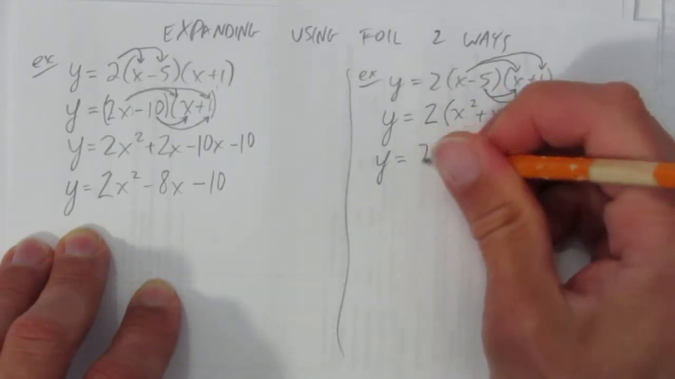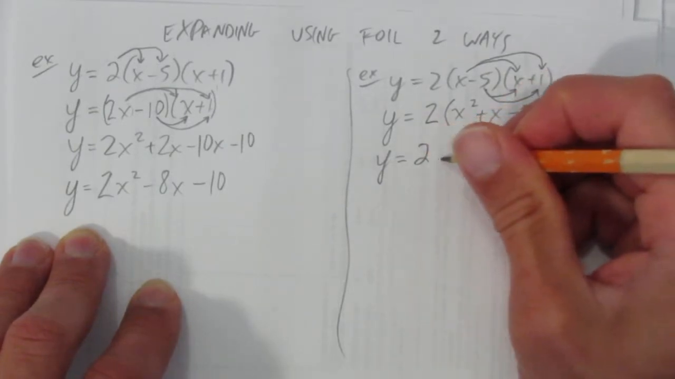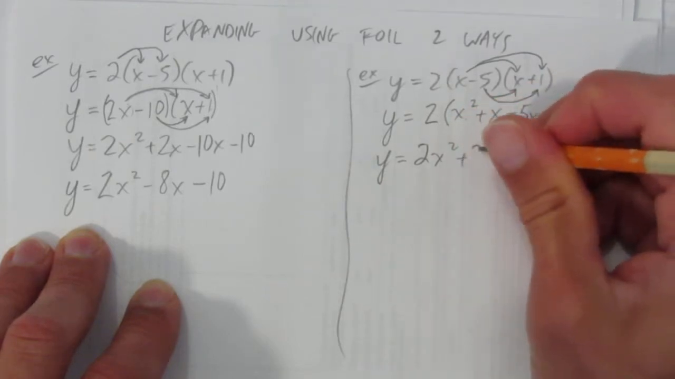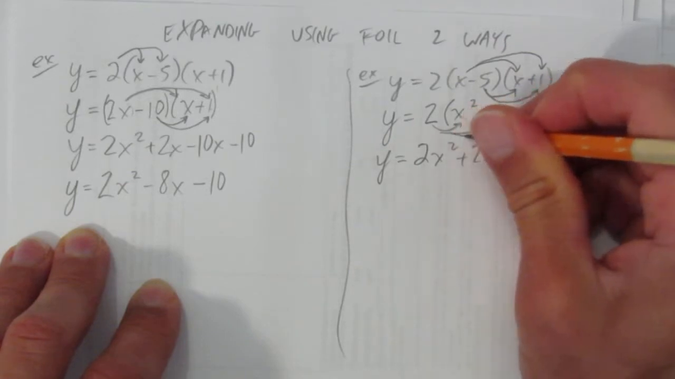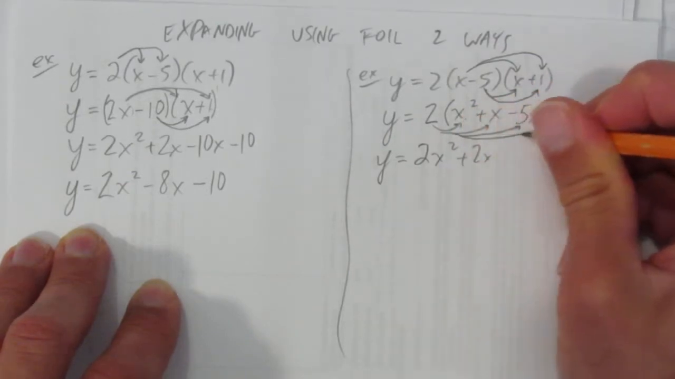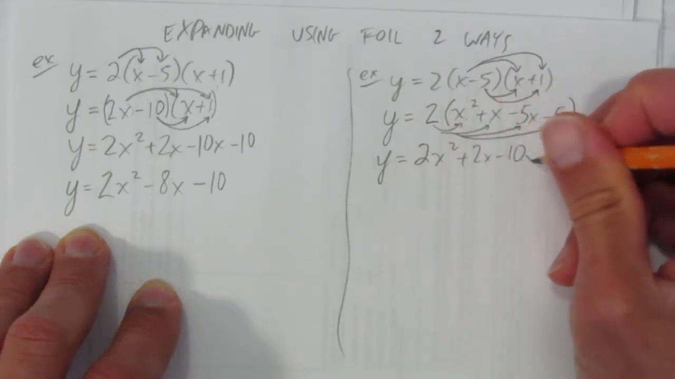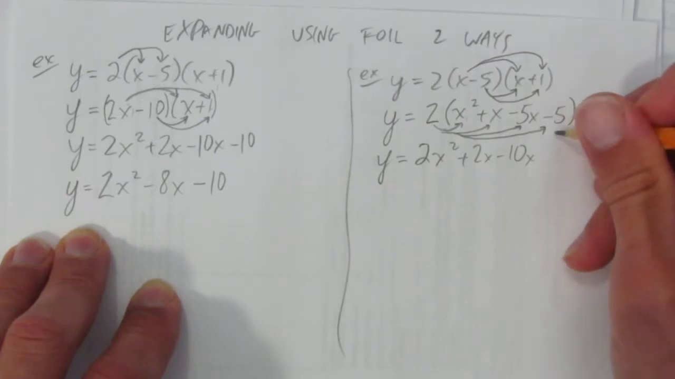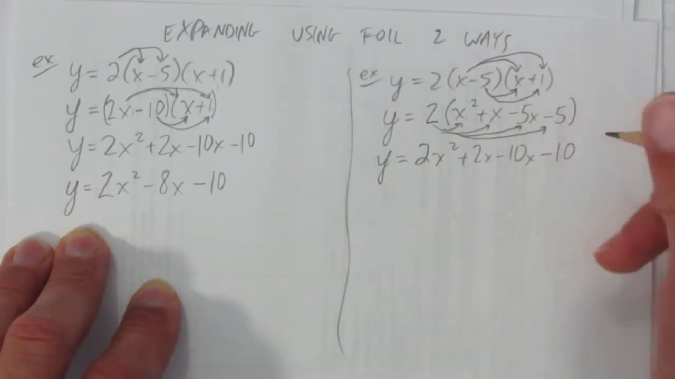You can simplify this first if you wanted, that works too. I'm going to do 2 times x squared, and now 2 times x. I'm just multiplying this times this, times this, times this, and times this. And 2 times negative 5x. Now look at that, we get the exact same thing we got last time. 2 times negative 5, we get negative 10.